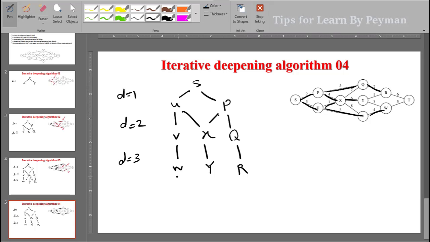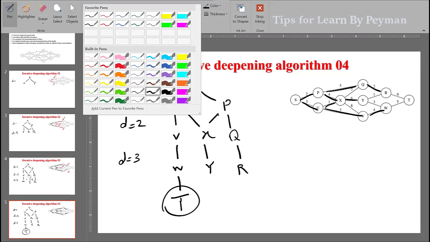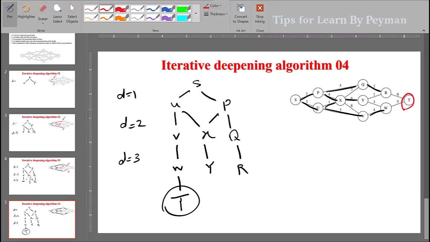So from the W we have here, we can reach the T. We start from the left side, so if I open the W, I'll get to the T, which is our final node, and we solve the problem very easily.